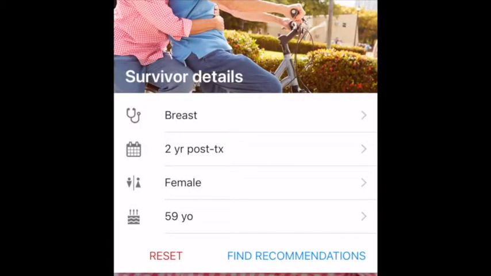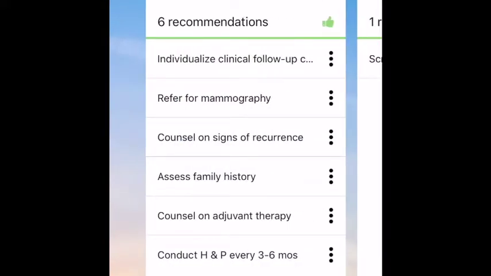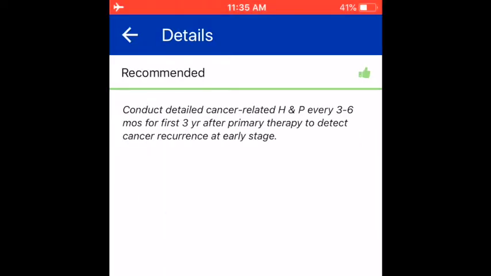Select Find Recommendations. The first thing that comes up is the surveillance recurrence, which includes 6 recommendations with a thumbs up sign. Therefore, encouraging the provider to perform these recommendations, including individualized clinical follow-up care, refer for mammography, counsel on signs of recurrence, assess familial history, counsel on endocrine therapy, and conduct a detailed cancer-related H&P every 3 to 6 months for the first 3 years after primary therapy to detect cancer recurrence at an early stage.